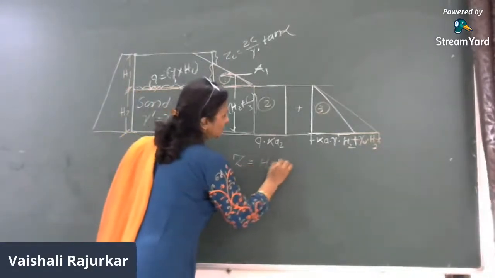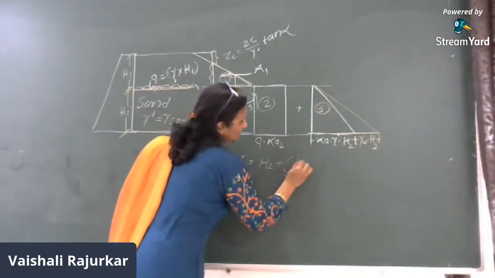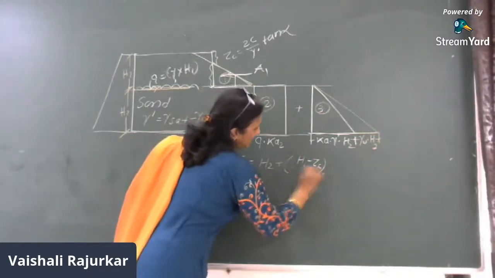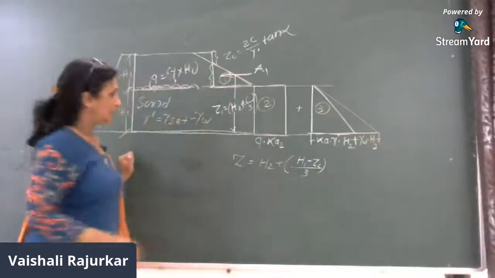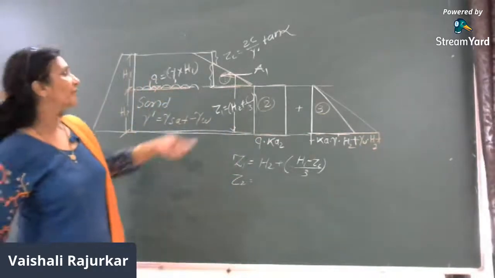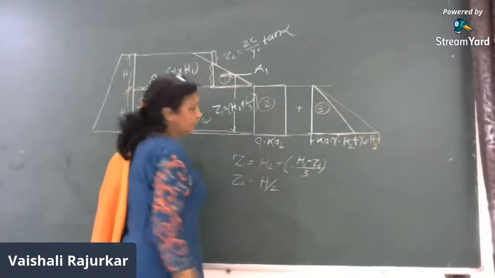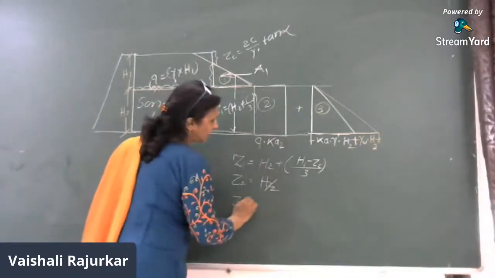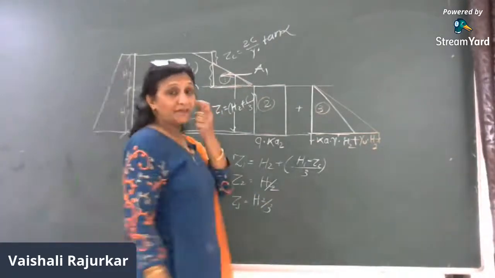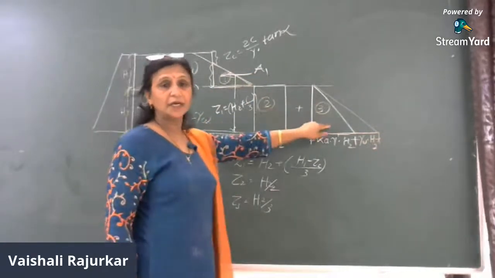So how do we get the value of Z1? Z1 is H2 plus (H1 minus ZC) by 3. Right? Then what is Z2? Z2 is for the rectangular distribution diagram, where the CG of the rectangle is at H by 2 distance. So it will be H2 by 2, and Z3 is H2 by 3. Right? Then how will we get the PA value? PA is the area of the first diagram, the area of the second diagram and the area of the third diagram.